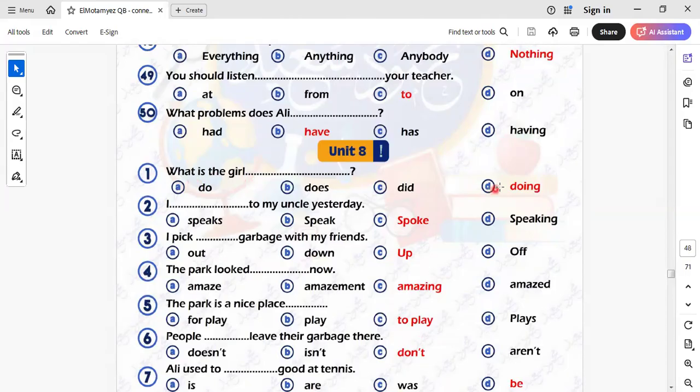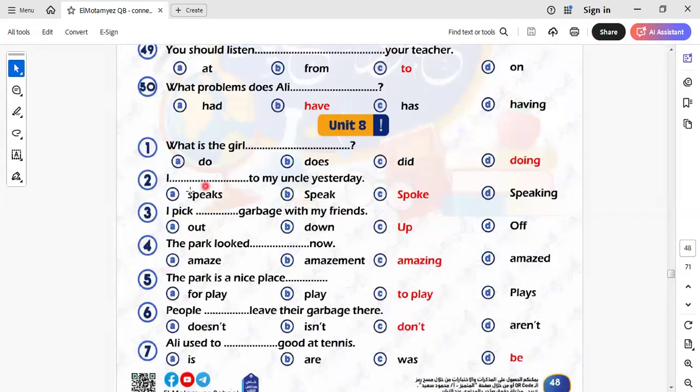Let's go to another one here. What is a girl doing? Let's go to another one. Here we have yesterday. So when we have yesterday, I would like to say the keywords of the past simple tense. It could be yesterday, last, ago. If we see any of these words in the sentence, the sentence must be in what? In the past simple form, like this.